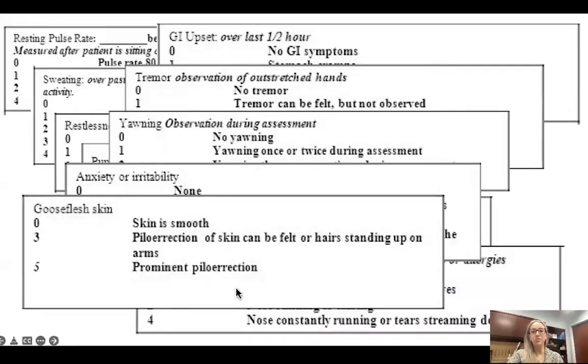And also goose flesh. So the skin is smooth. Piloerection can be felt or you see, and when they say piloerection, that's goosebumps, like when you get really cold.